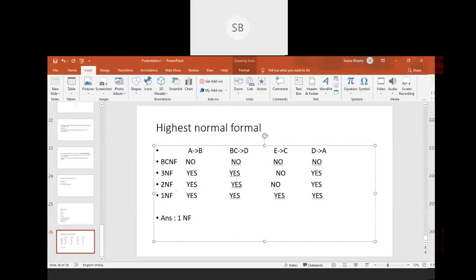Anyone not clear or did not get the same answer? Clear, everyone? Right, so this was all about today's class. Next class we'll take up some sums on decomposition. Just wait now, let me take the attendance. I'll be sharing the slides of BCNF, 4th NF, and all the slides, and this one also.